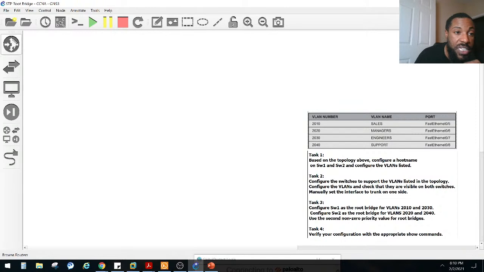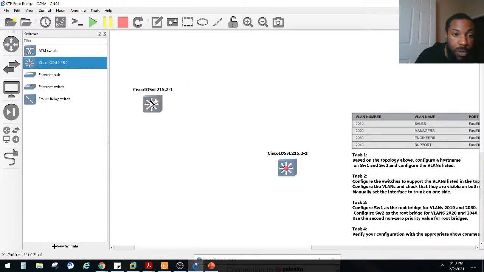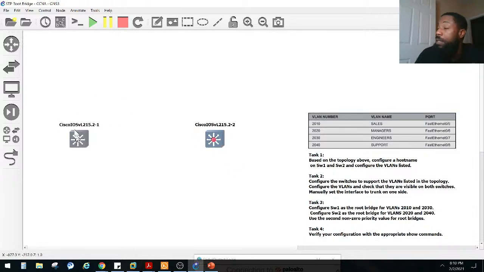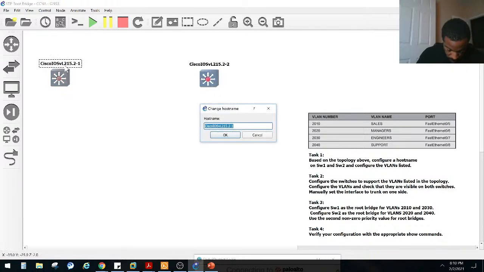Let's drop 2 switches in here. If you guys got your Packet Tracer or EVE-NG or GNS3 ready to go, go ahead and drop 2 switches here. Hopefully these switches, y'all know these switches have been acting up on me. That's going to be switch 1. The other guy's going to be switch 2.